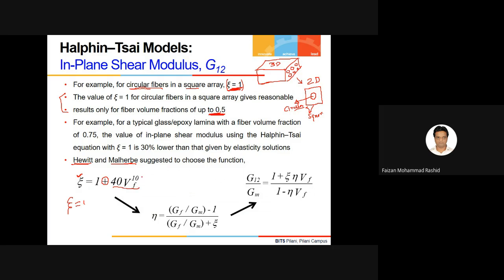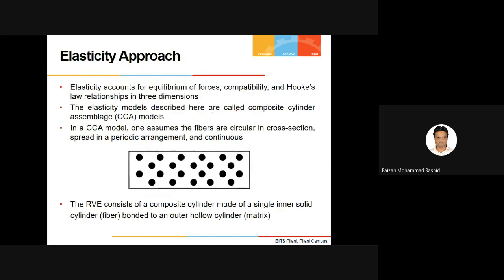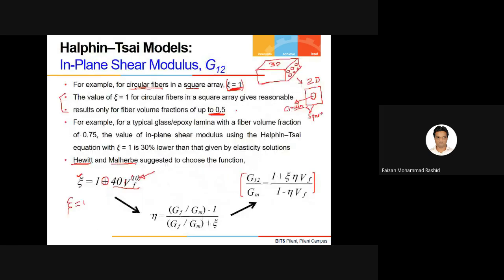You see such a tedious work that guy has done. You see the fiber volume fraction raised to the power 10. He must have done that many iterations, and then he arrived at this expression, that you can't take the zeta value as 1. You have to use a zeta value like this one. Then from zeta you have to calculate eta, and once you calculate eta, you put the value like this one. So this is the improvement. But for the result, I need to search how much improvement they were getting with the Hewitt and Malherbe equation.